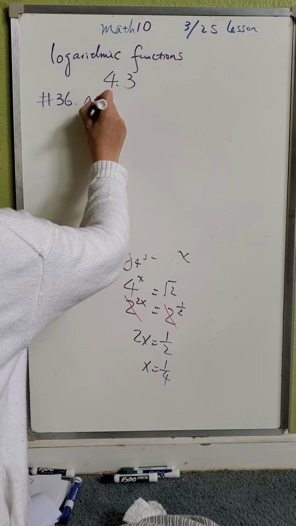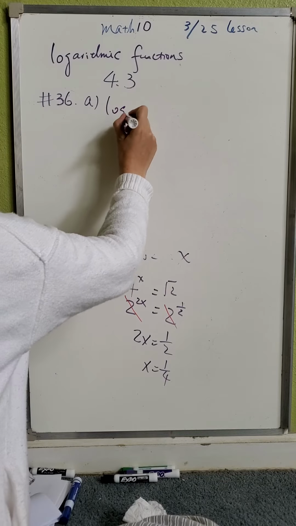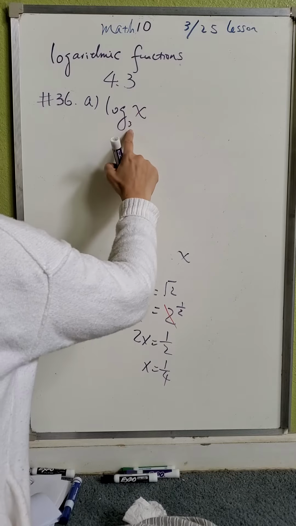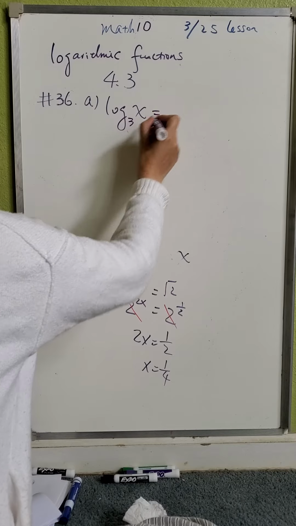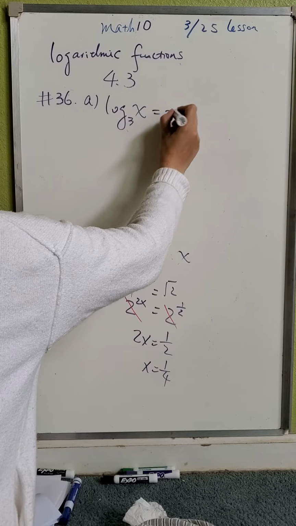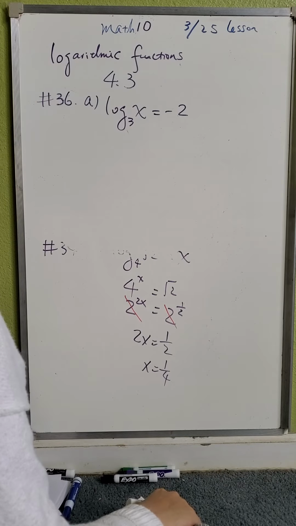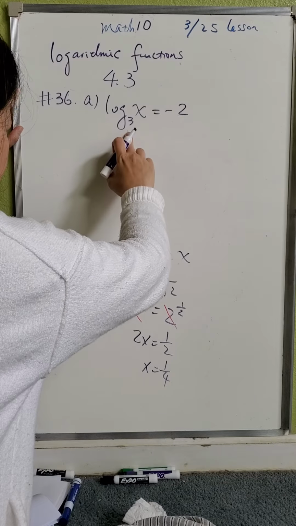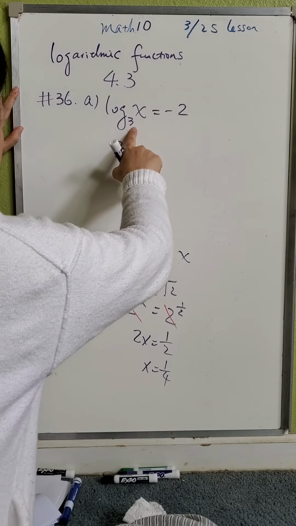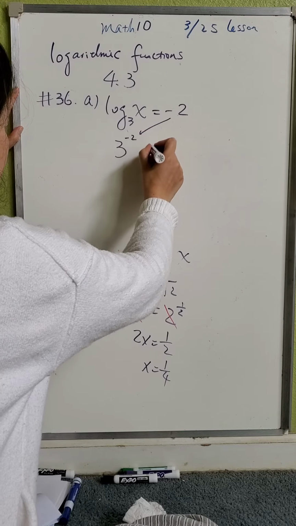Just part A. They said you have log base 3 of x. This is 3 here. Let me write it bigger. Equal to -2. They want to know what x is equal to. So what we're going to do is convert again. Okay, so it's easier just to convert. So we go 3, the big base. The little base becomes the big base, and then switch the position, equal to x.